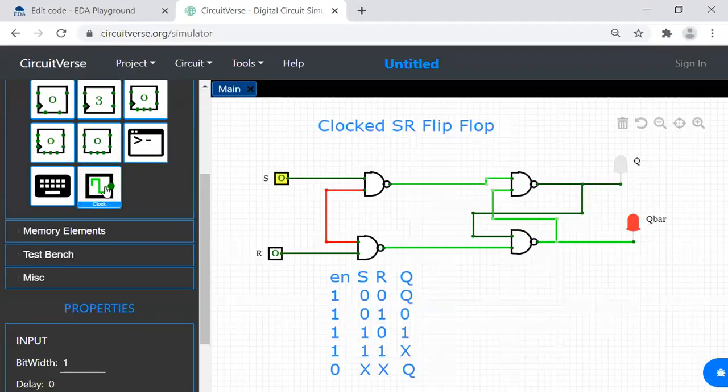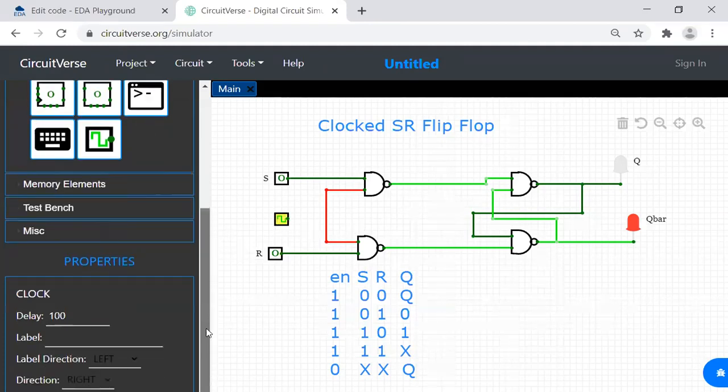Now in the clocked SR flip-flop, I'll be giving a clock. So I gave a clock. You see how the clock is varying. It is rising and falling. This is a clock. So when I give a clock, this flip-flop will respond either during the positive edge of the clock or during the negative edge of the clock. Let us see what happens.